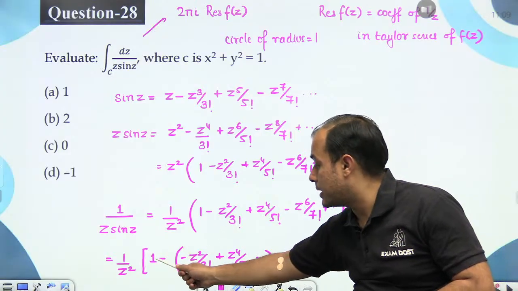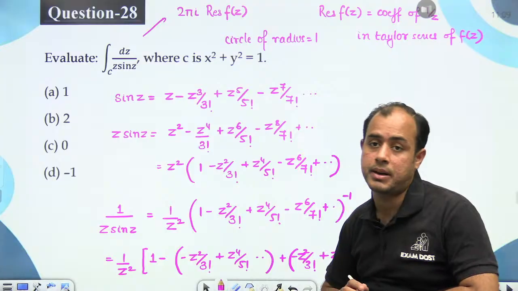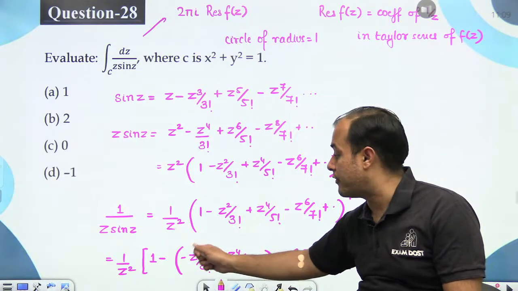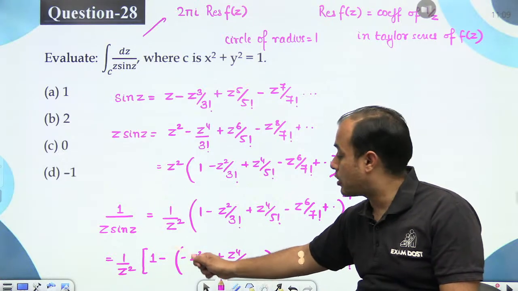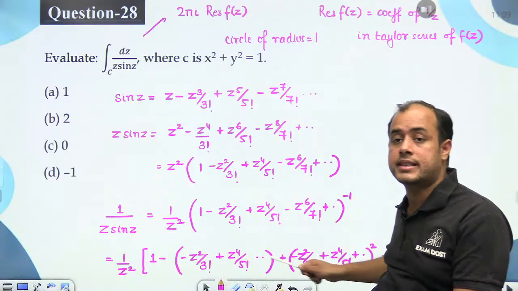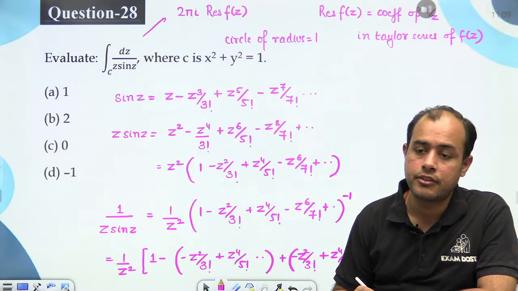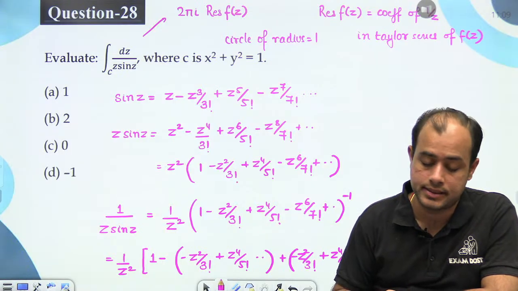Because to make 1 by z, z must come from here so that z by z square becomes 1 by z. Listen again, you will not get any term of 1 by z because to make 1 by z, you must get z from here, so that z by z square is 1 by z.